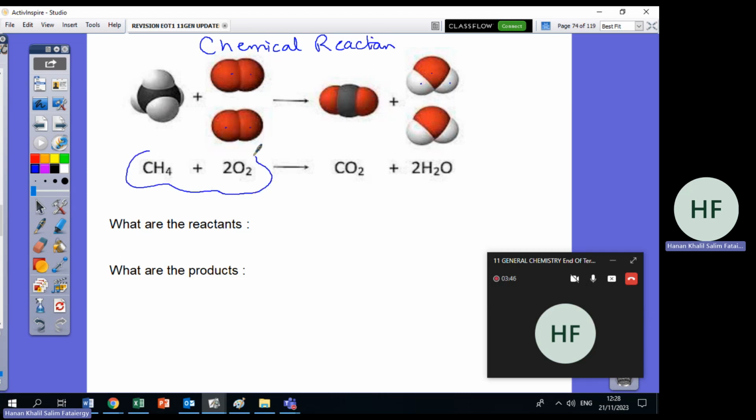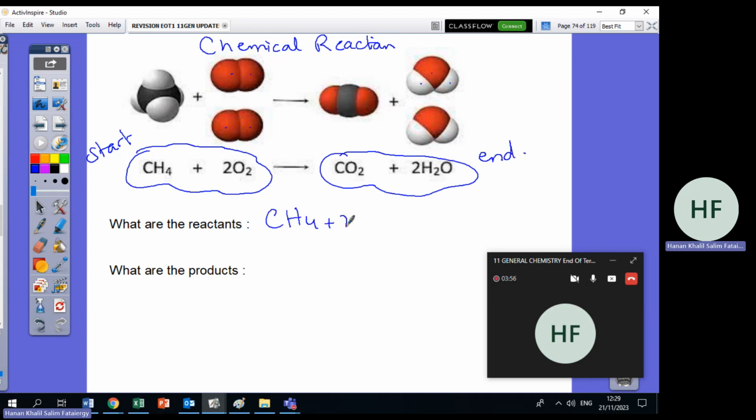Now these are the things that we start with and these are the things that we end with. So the reactants are the starting material. This is CH4 plus 2O2. The products are the ending materials. This is CO2 plus 2H2O.